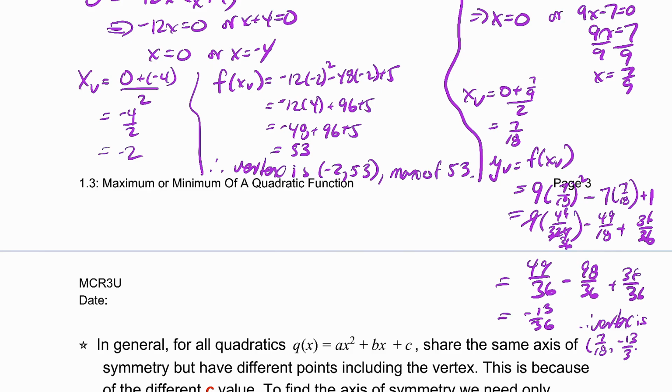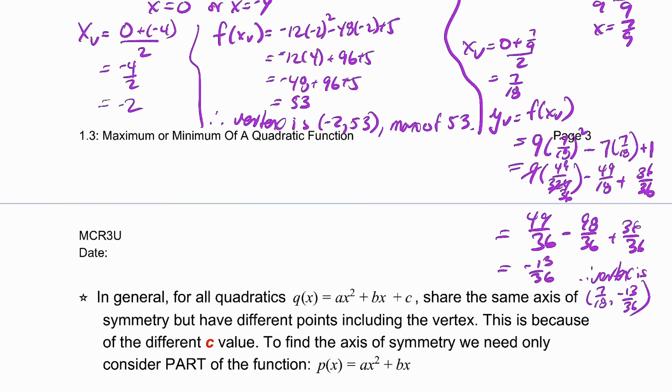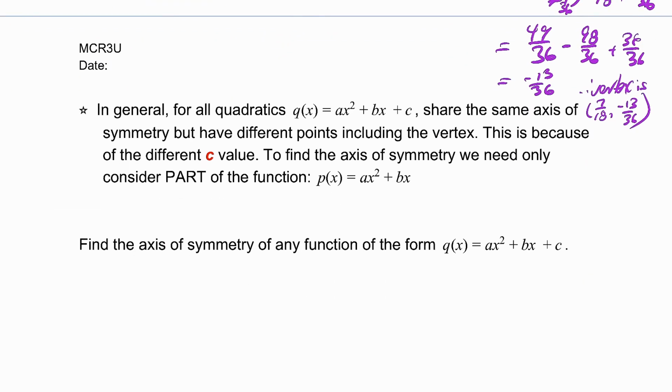Okay, so that one proved to be a lot more difficult because we're dealing with fractions, but things would have been a lot worse if we had to complete the square on that one. All right, so that's that example over there. So how can we do this in general? So in general, for all quadratics in standard form, ax squared plus bx plus c, they share the same axis of symmetry, but have different points, and that's including the vertex. And that's because they differ by the c value.